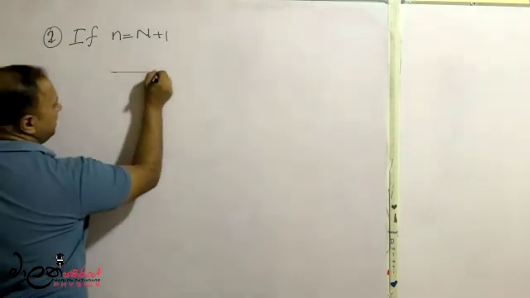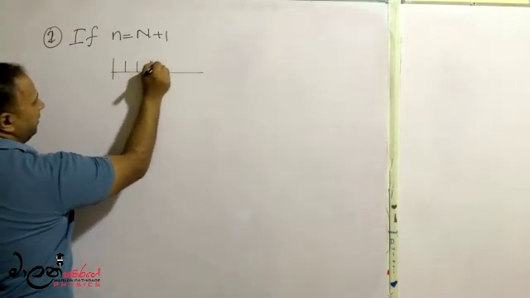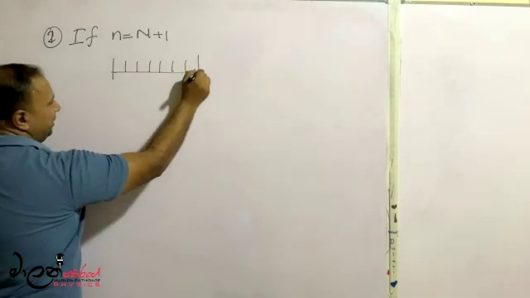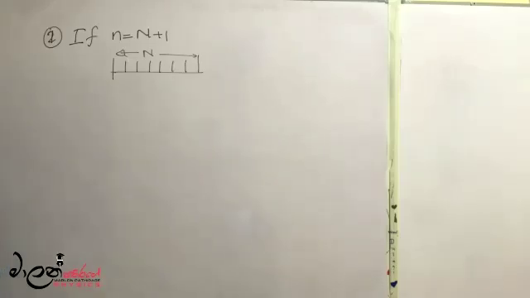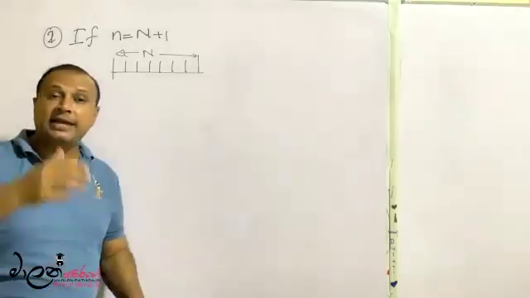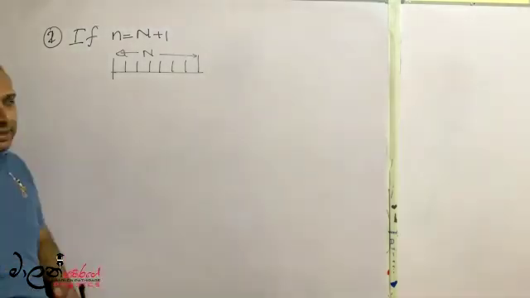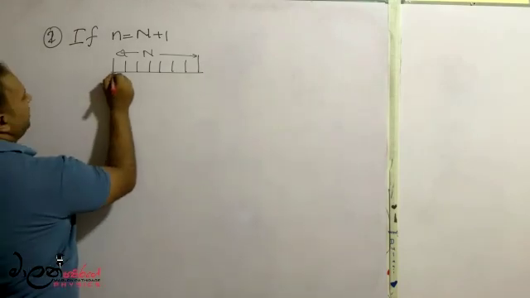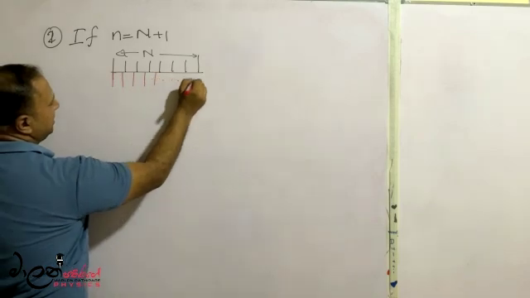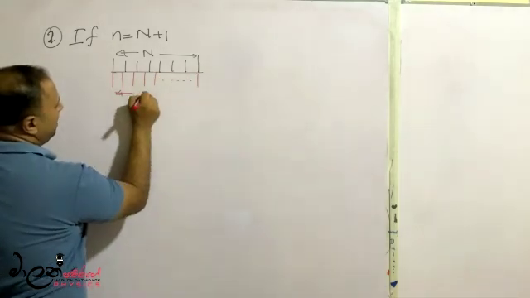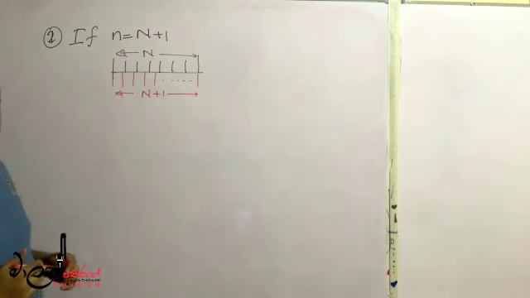That means capital N number of divisions in the main scale is divided into N plus 1 number of divisions in the vernier scale. Therefore, the vernier scale has N plus 1 number of divisions.